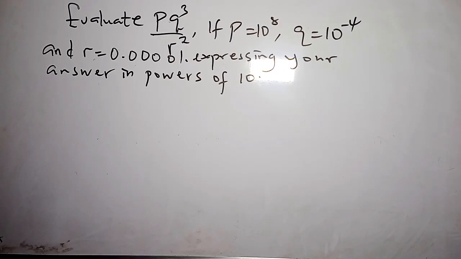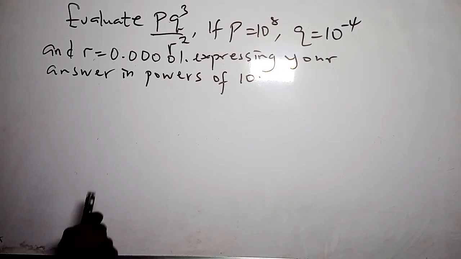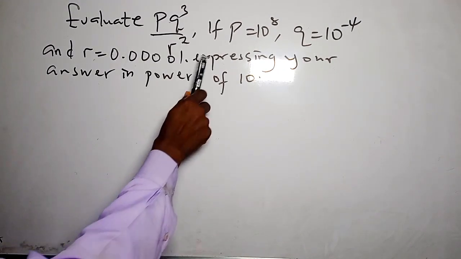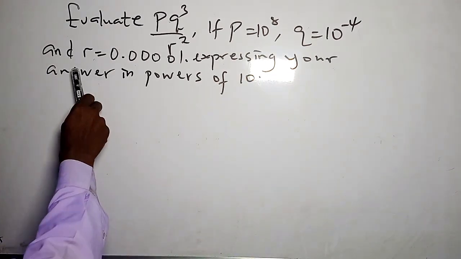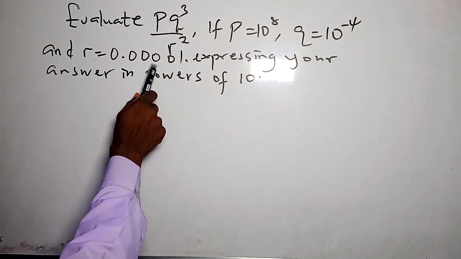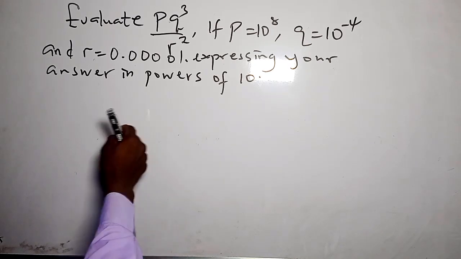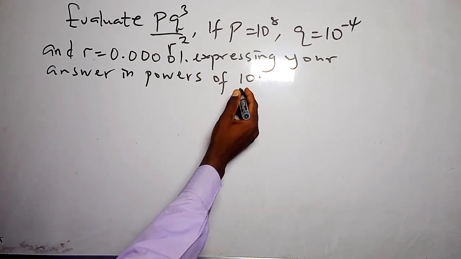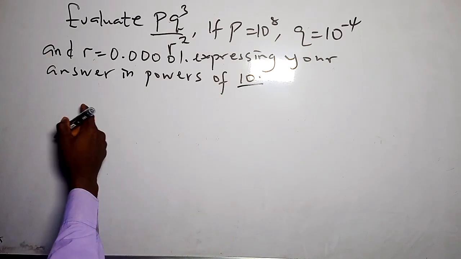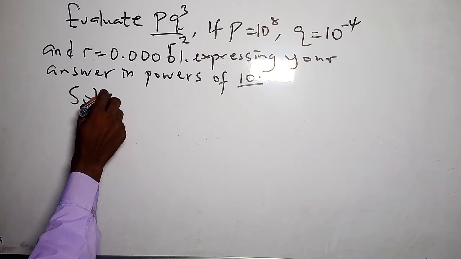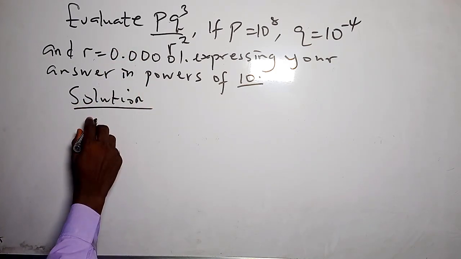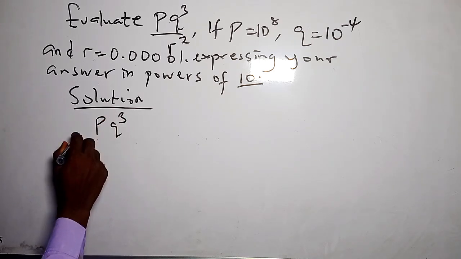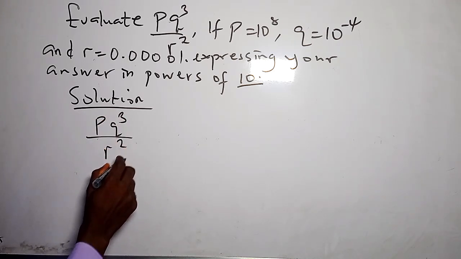So we have p times q raised to the power 3, divided by r squared, when p is 10 raised to the power 8, q is 10 raised to the power minus 4, and r is 0.001. So we should express our answer in powers of 10. So how do we do this? Solution. The expression given is p times q raised to the power 3 divided by r squared.